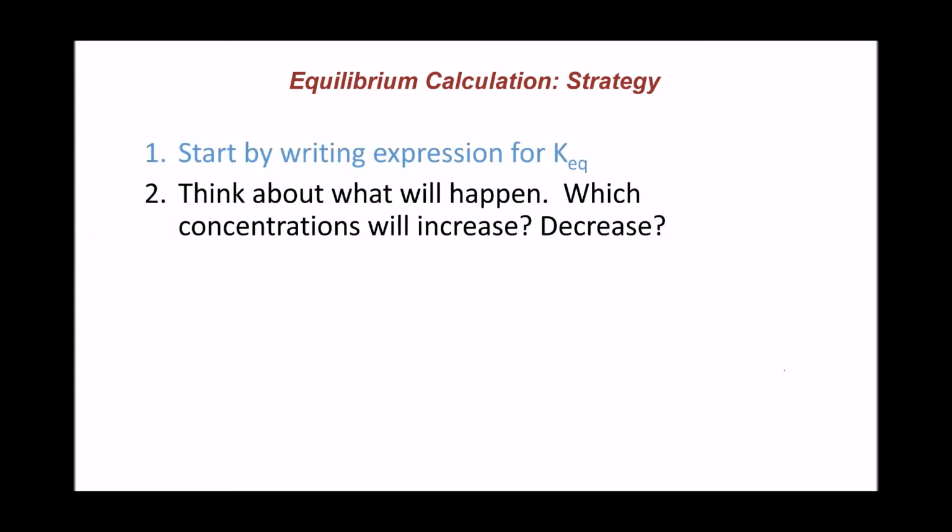So in general, whenever you set up an equilibrium calculation, this is the strategy that you use. You need to start by writing the expression for the equilibrium constant. This is going to be your main equation to solve for whatever quantity you want. And think about what is expected to happen. Is the reaction going to proceed to the right-hand side or to the left-hand side? Which species will increase and which species will decrease?